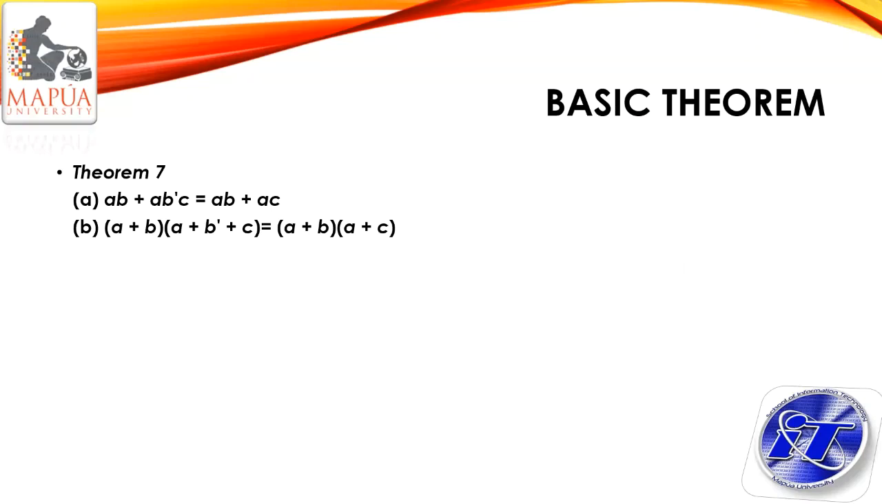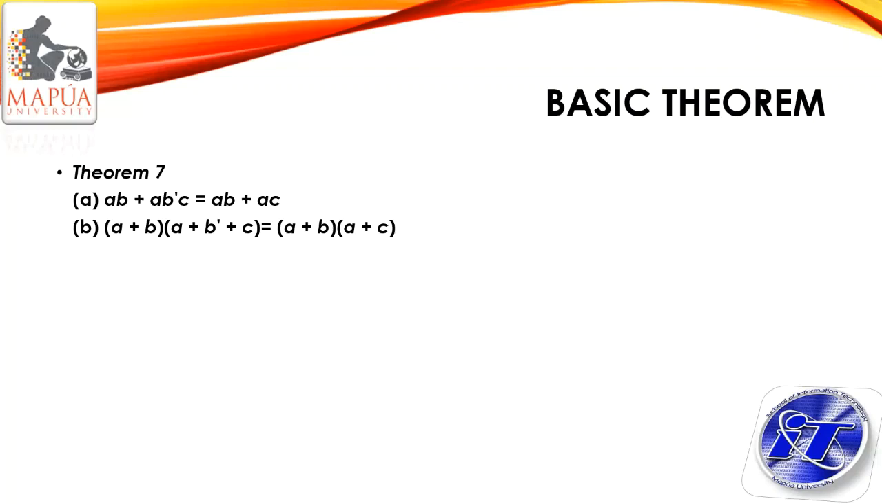Second form: A plus B added to A plus B naught plus C is equivalent to A plus B added to AC. Theorem number 7 is basically an extension of theorem number 6. It's almost the same. The only difference is they are not equal. The given terms are not equal in size.